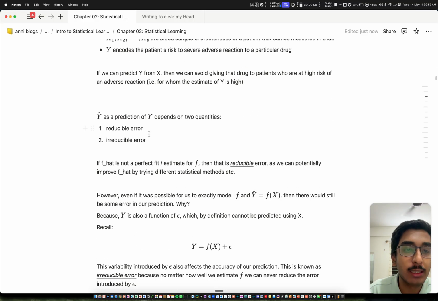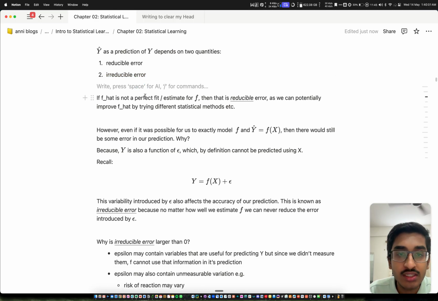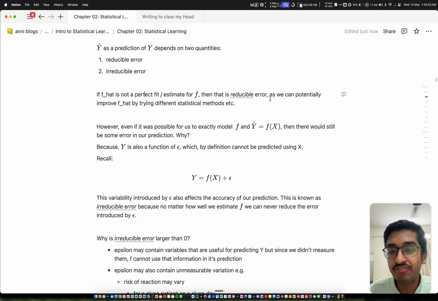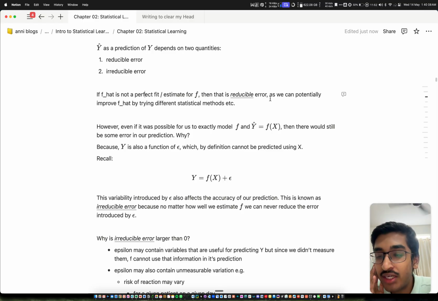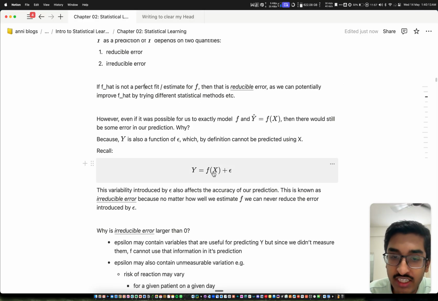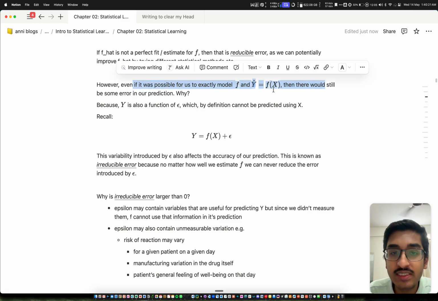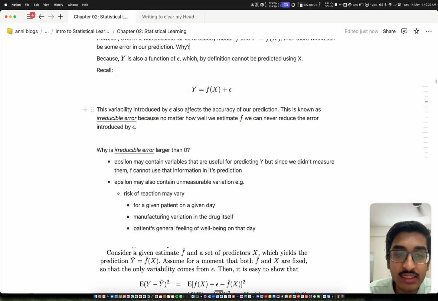As I said earlier, the error in whatever you're predicting has two parts: a reducible error and an irreducible error. Even if f hat, which is a prediction function, is not a perfect function, you can reduce that error by getting a better statistical method, right? Which is your f of x part. However, even if it were possible for us to exactly model it, there would still be some error. The reason is that there's always some variability introduced in the real world, and it's called irreducible error.